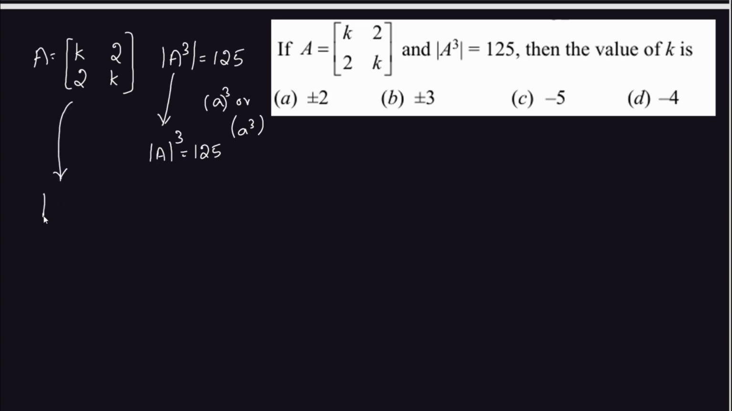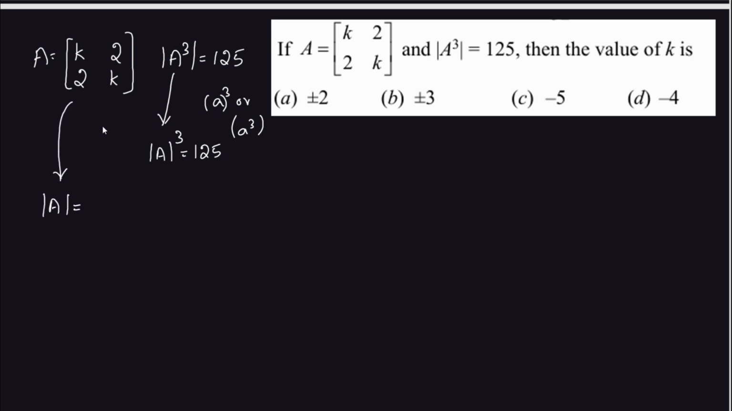What they have given: determinant of A cube is known. We don't know what the determinant is. See, writing A cube, correct? Like this, or you can write A cube like this also. In the same way, I will write this as determinant of A whole cube is equal to 125. So I have to find out determinant of A. From this I can find out determinant of A.